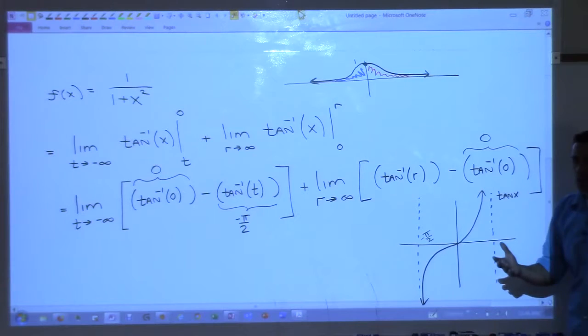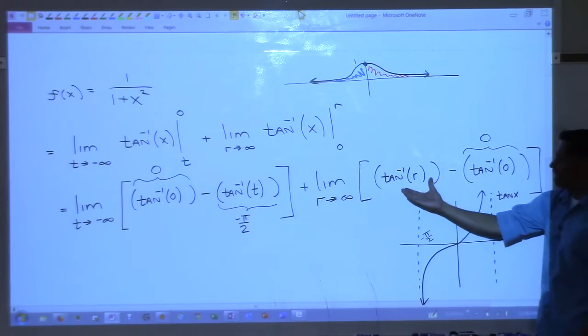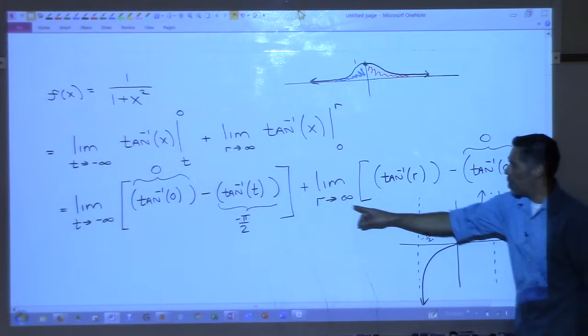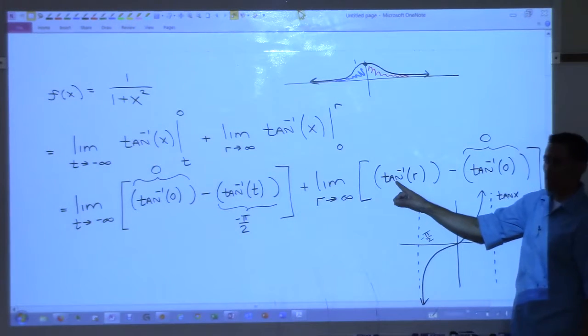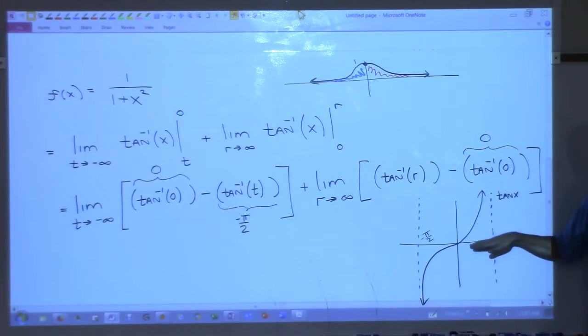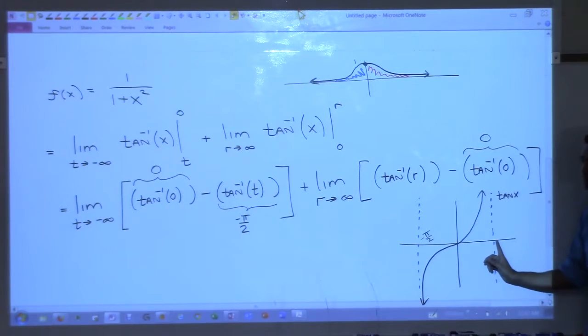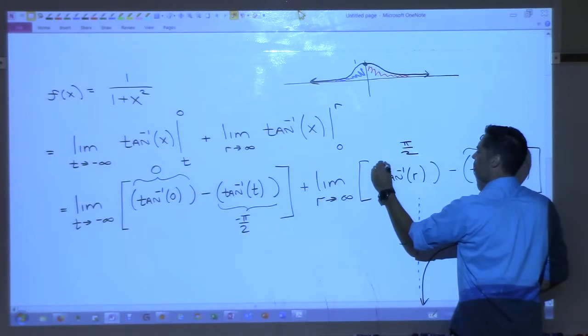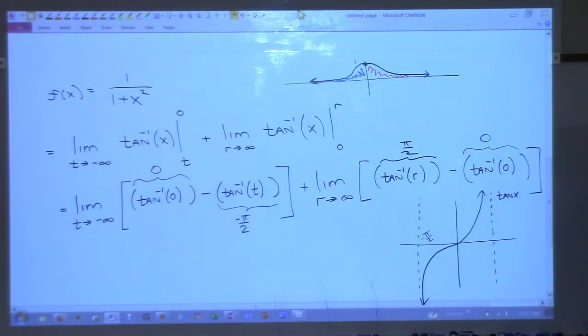Okay, with that same argument, what's the answer to this part? Positive pi over 2. Because now you're plugging in infinity, right? So you're saying, where's the arctangent function becoming infinite? That means where's the y-coordinate on tangent becoming infinite? It happens right here at this asymptote, which is pi over 2. Yay or nay? Yay.